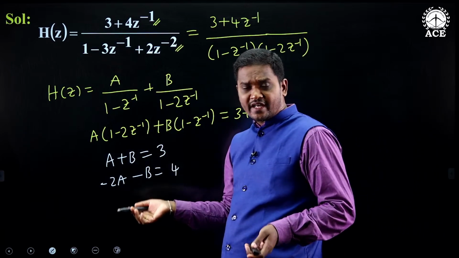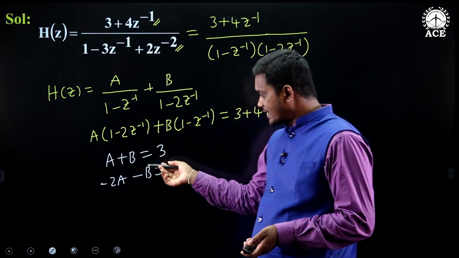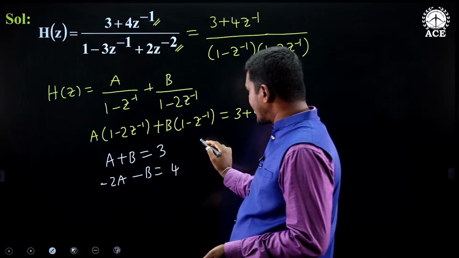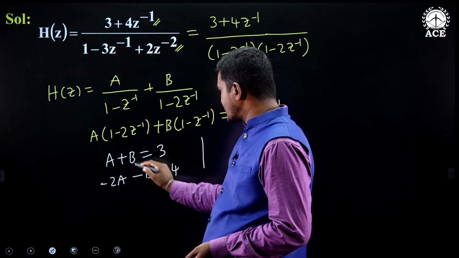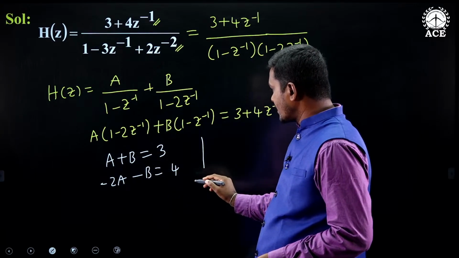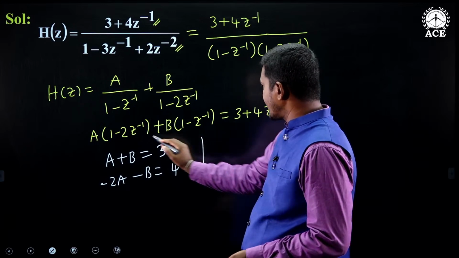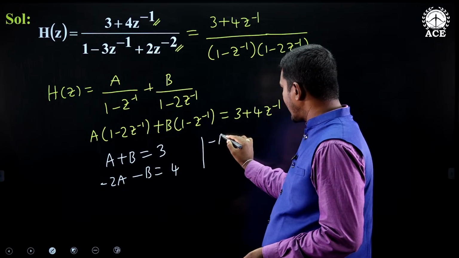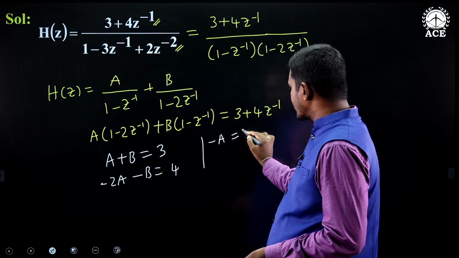Okay, use a calculator. If it is typical, by using a calculator you can find A and B, 2 equations, 2 unknowns. Anyway, here I am finding by using simple logic. Just add these two. A plus B equals 3 and minus 2A minus B equals 4. If I add these two, what will I get? Minus A equals 7.